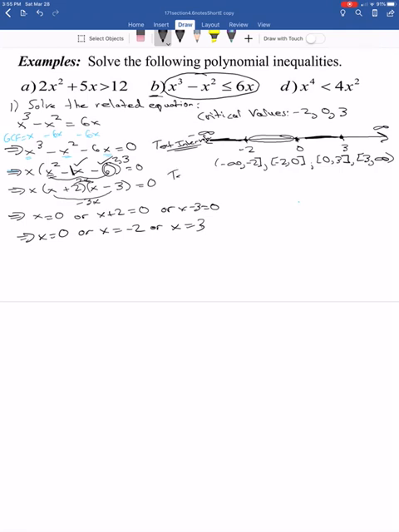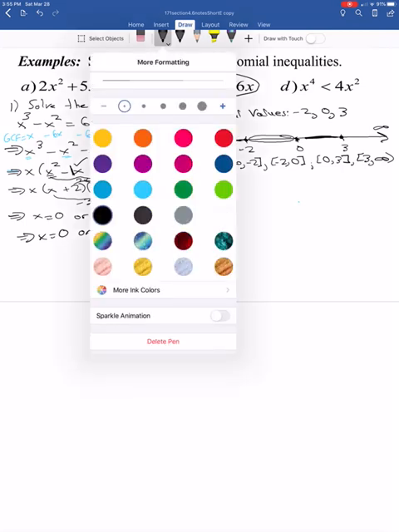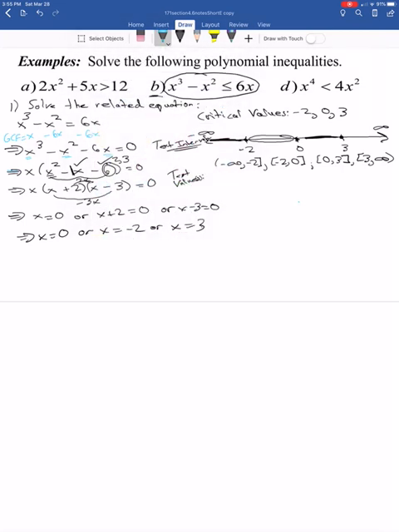Now we've got to figure out which of these make up the solution set. So we need some test values. Let's pick some easy numbers to plug in, something easy to work with. What's a number less than negative 2? Well, we can use negative 3. Pick an integer value. We know the only integer between 0 and negative 2 is negative 1. I'm going to use negative 1 to test the interval from negative 2 to 0. I'm going to use positive 1 to test the interval from 0 to 3. And I'm going to use 4 to test the interval from 3 to infinity.